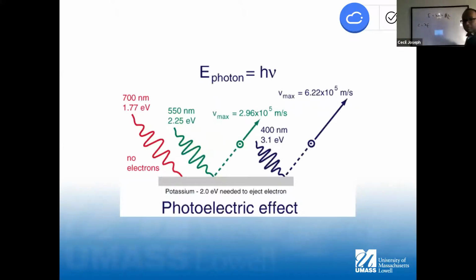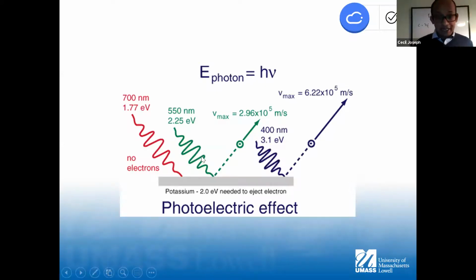And so this is potassium, right? So this is the photoelectric effect on potassium. Potassium has a work function of 2 electron volts. So if I send in a 700 nanometer photon, a beam of red light, each photon at 700 nanometers contains 1.77 electron volts of energy. So this energy is less than the energy needed to eject the electron, so nothing will be ejected.